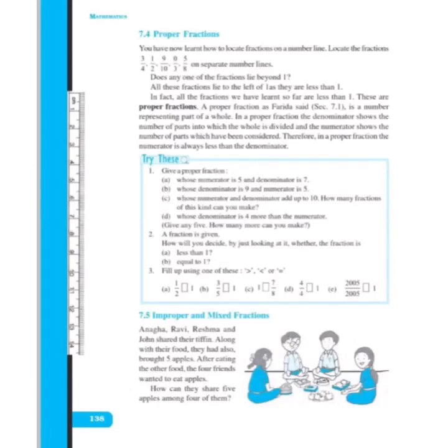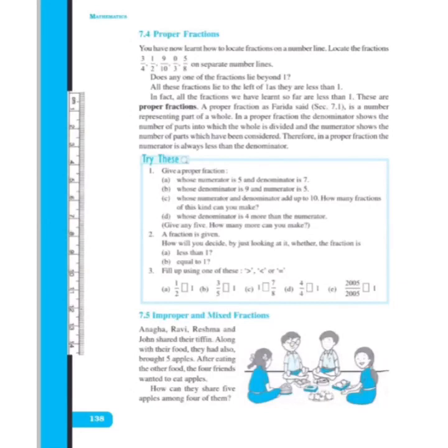Children, when you will represent all these fractions on the number line, you will see that all these fractions will lie between 0 and 1. Or you can say that all these fractions lie to the left of 1 as they are less than 1. So children, we can say that all the fractions which lie left of 1 or are less than 1 are called proper fractions.